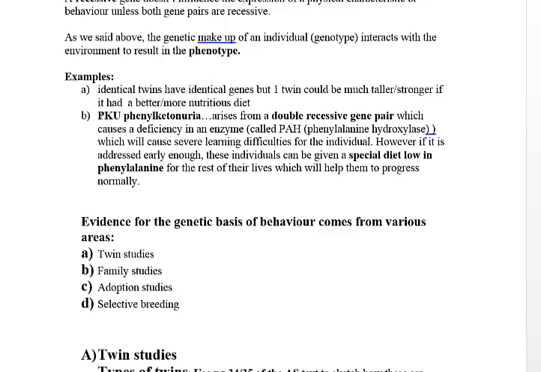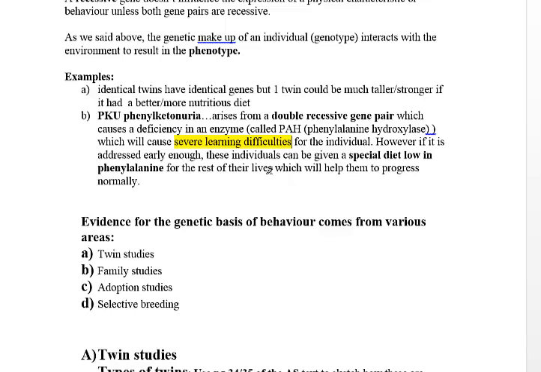The example I think you should learn, which is a very good one, is PKU, phenylketonuria. It comes from a double recessive gene pair, which means that it will show itself. What do you need to know? It causes a deficiency in an enzyme. You don't need to know the detail, but that child will have severe learning difficulties.